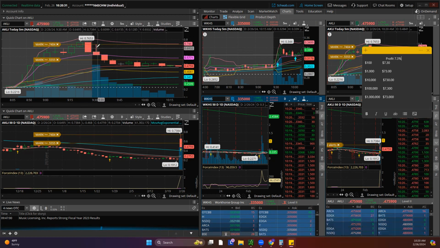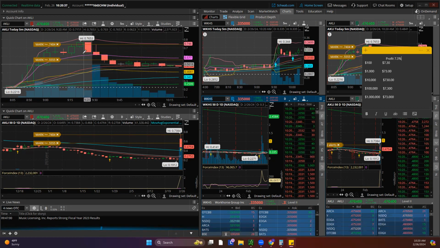And this high is more relevant than this one because of this volume. This volume bar is much larger than this volume bar from this high. And so that's why this high is more important to me.